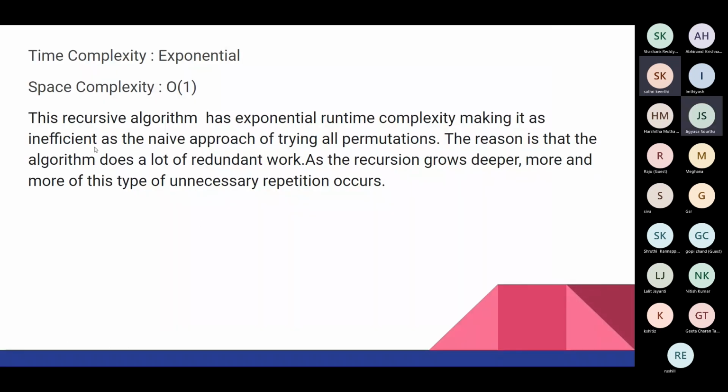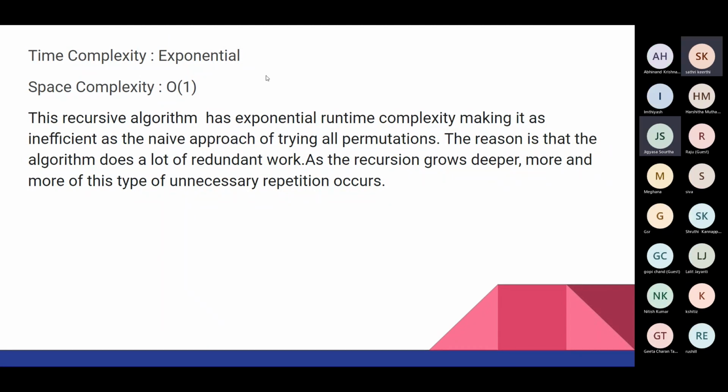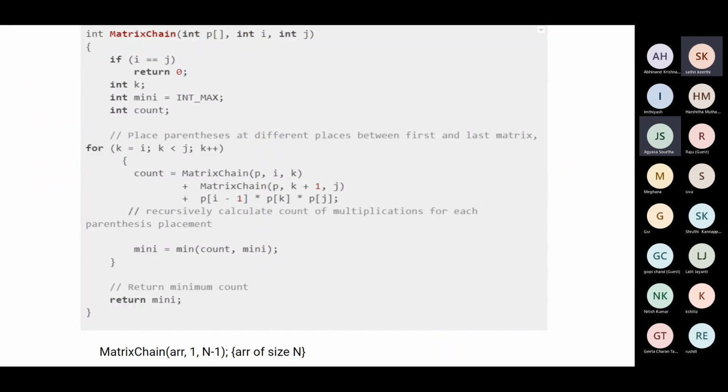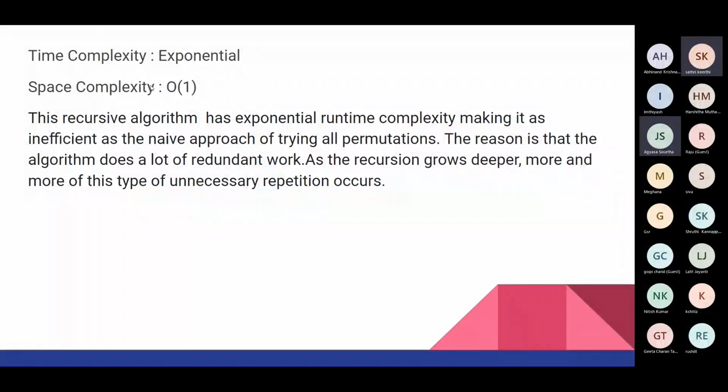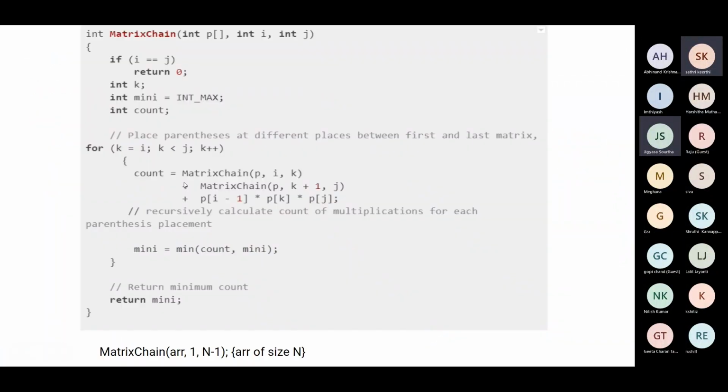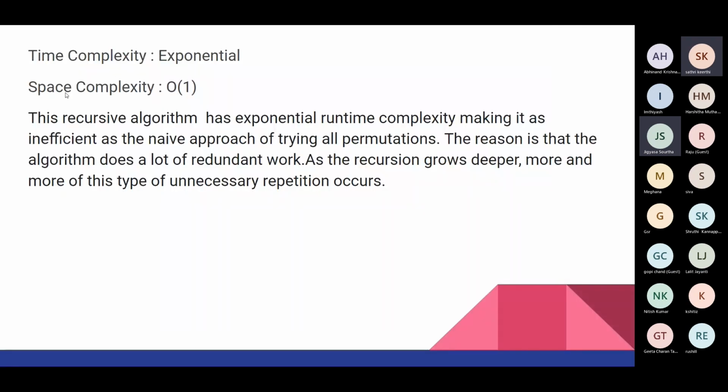Okay. So as you know, the time complexity here is exponential, but the space complexity is of course constant because you are not using anything to store here. And the reason for this exponential time complexity is the recursion. As the size of the array increases, the number of matrices will be more, the recursion will go deeper and deeper, and some subproblems will be repeated. As a result, the cost of computation increases, and hence you get exponential time complexity because it does a lot of redundant work.